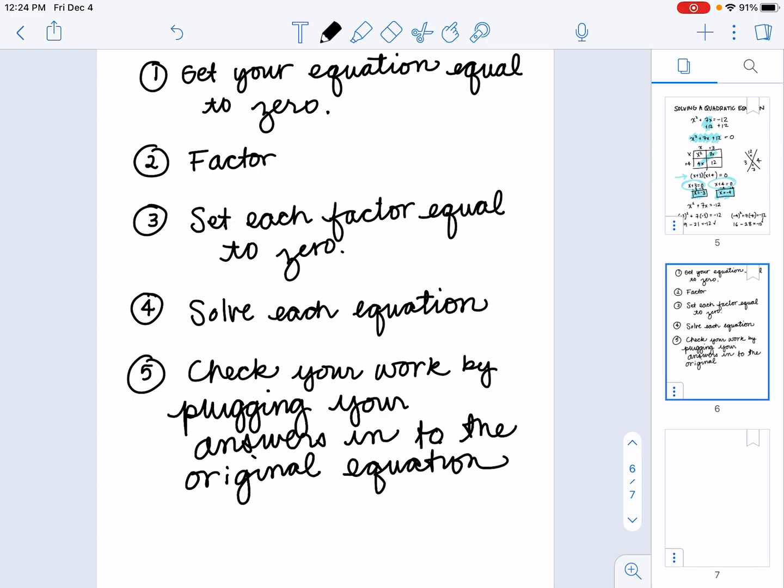We'll go over some examples as a class. Make sure you write each of these steps down.